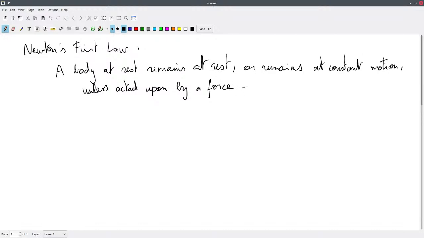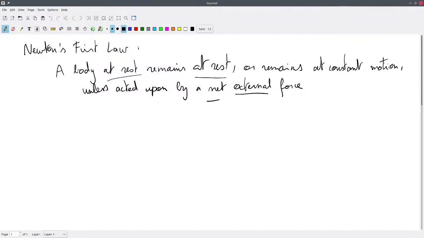So if we're at rest, we remain at rest. If we're in constant motion, we remain in constant motion, constant velocity. And the only thing that can change this is a force. And I'm actually going to modify this, and I'm just going to turn this into a net external force. So that the force has to be a net force, could be a sum of forces, and it has to be an external force. So we're ignoring internal forces.